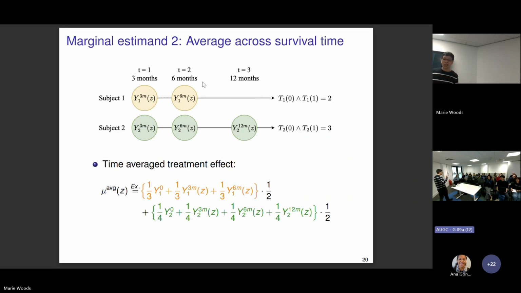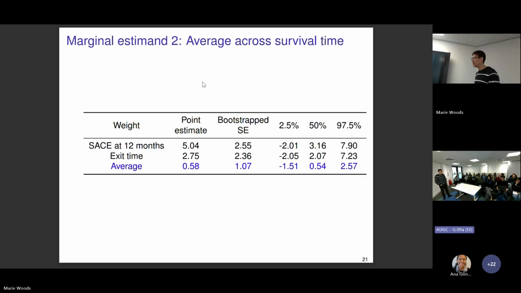Of course, there's a caveat here: for different subjects, you are taking an average across different periods of time, but each subject will receive the same weight. So even though the second subject survives longer, we still assign the same weight to the second subject as to the first subject. And this is what we get. You can see that with this average scheme, the effect almost goes away. It becomes almost negligible, right?